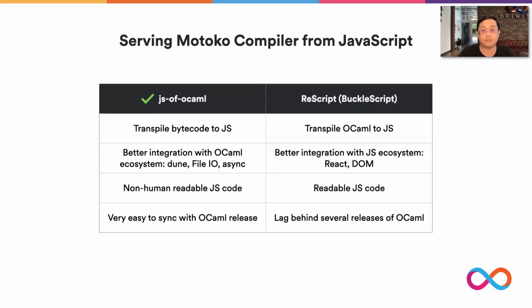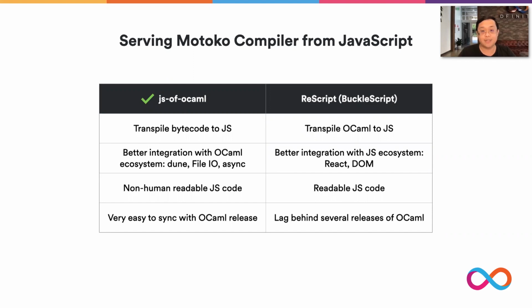And basically there are two well-known tools to help us compile OCaml code to JavaScript. The first one is js-of-ocaml. The other is BuckleScript or ReScript. And the main difference is the starting point of these two compilers. The js-of-ocaml starts from the bytecode of the compiled OCaml code and transpiles the bytecode to JavaScript. And BuckleScript starts from the beginning, where it takes the OCaml source code directly and compiles to JavaScript.